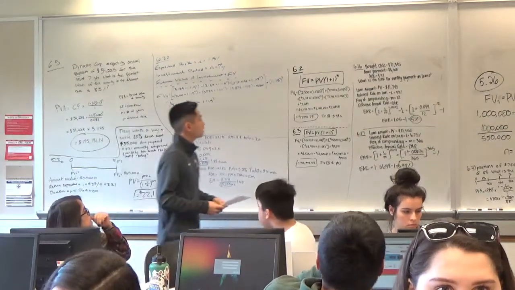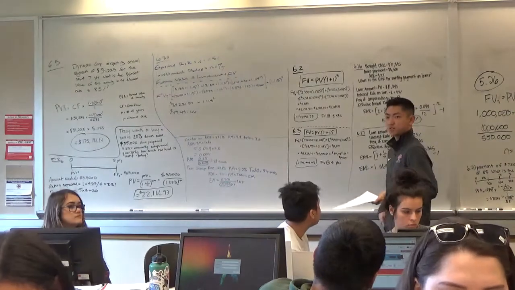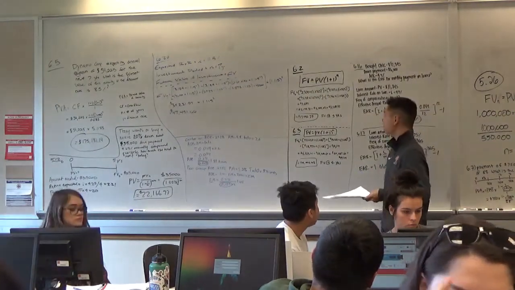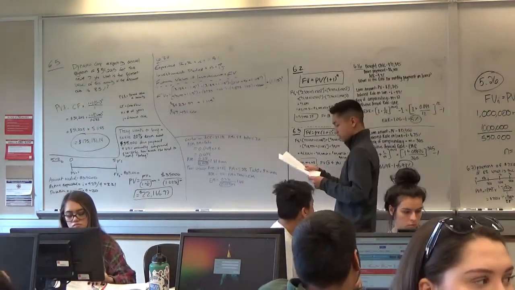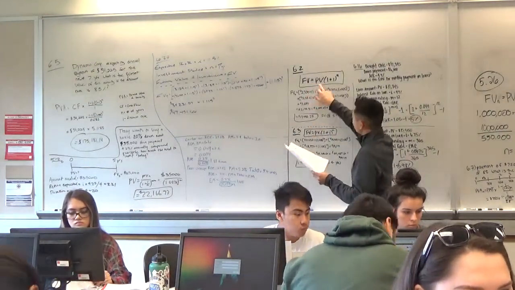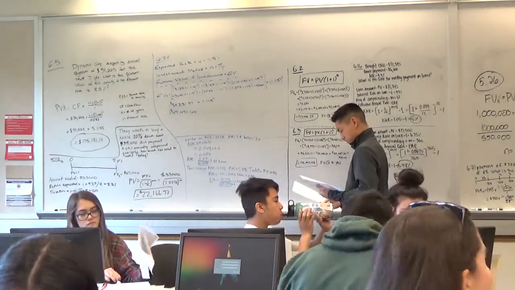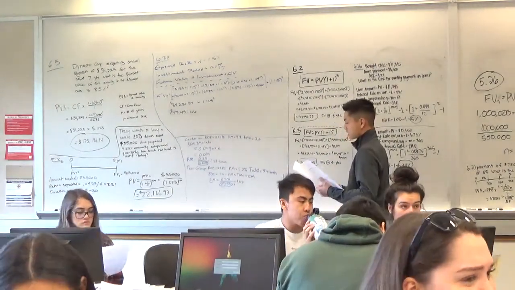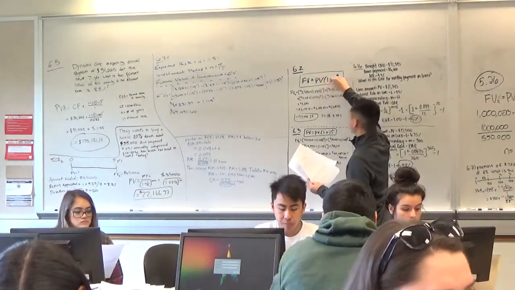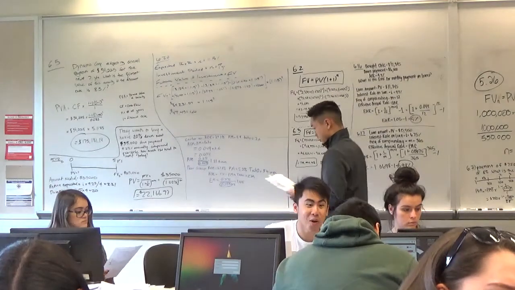So for this problem, you're going to be looking for the future value of the investment's cash flows at the end of 5 years. So for the future value equation, it's going to be future value equals PV, the lump sum, times 1 plus i to the power of n.